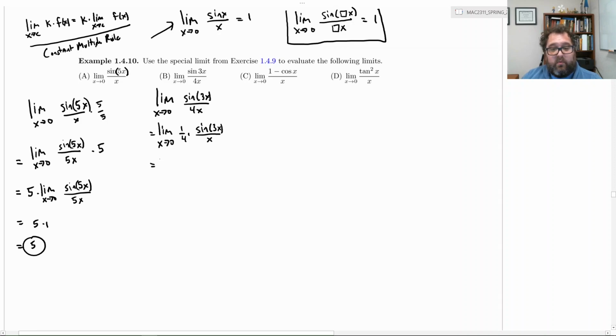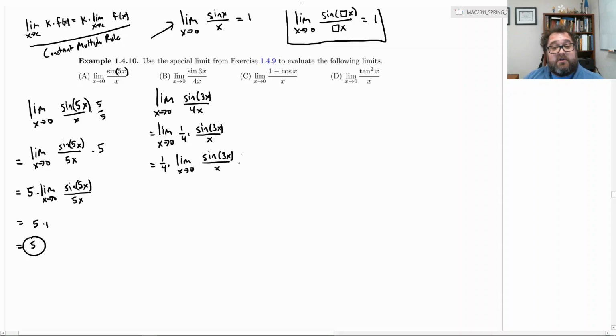So this is equal to 1/4 times the limit as x goes to 0. And now we have sine 3x over x. And now we're at the same starting point as example A. We need a 3 down there. If we can get sine 3x over 3x, and then we have the limit as x goes to 0, then we know the answer is 1. So how do we get a 3 down there?